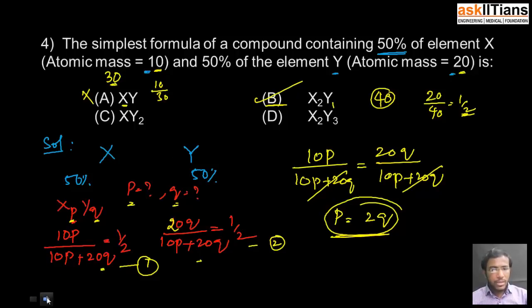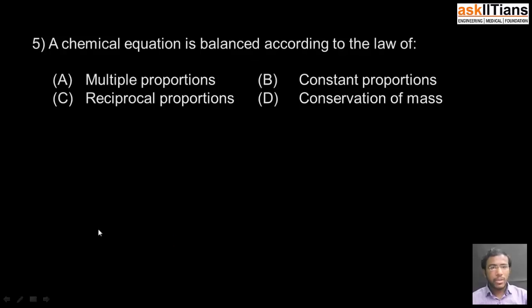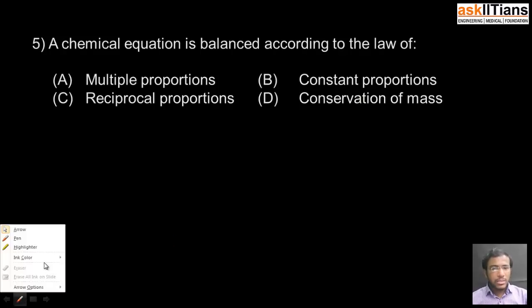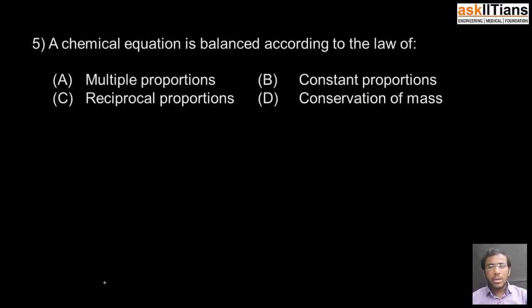Okay, so let's move to the fifth question. A chemical equation is balanced according to the law of: the options are multiple proportion, constant proportions, reciprocal proportion, conservation of mass. So this is a pretty simple question. You can just tick the correct option by looking at the options. In any chemical equation that is balanced, it is according to the law of conservation of mass.